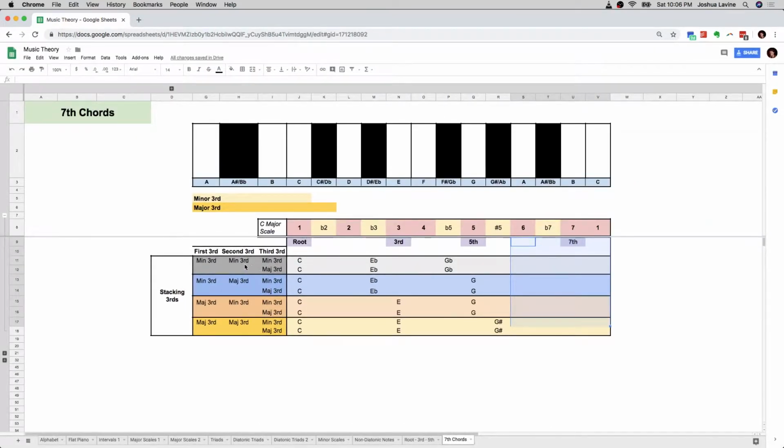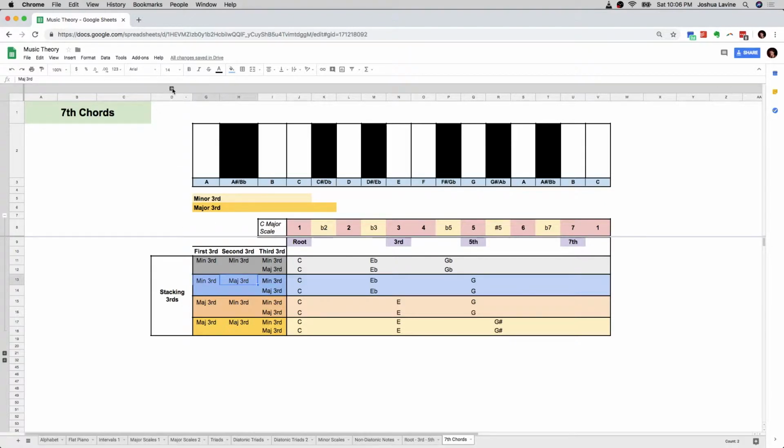Before I go any further, I want to point out that this minor third plus minor third should look familiar by now. It's a diminished triad. And so all we're doing is we're tacking on either a minor third or a major third to a base that is a diminished triad. And here we're doing the same thing, but the base is a minor triad. Here the base is a major triad. Here the base is an augmented triad.